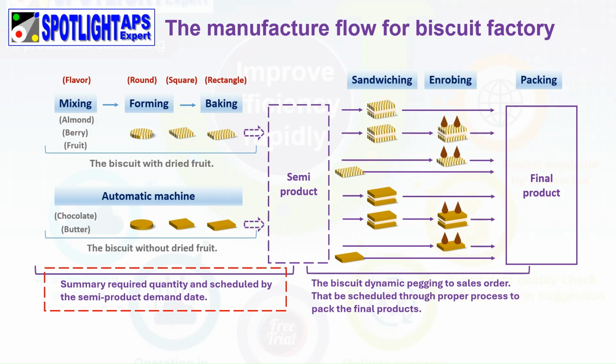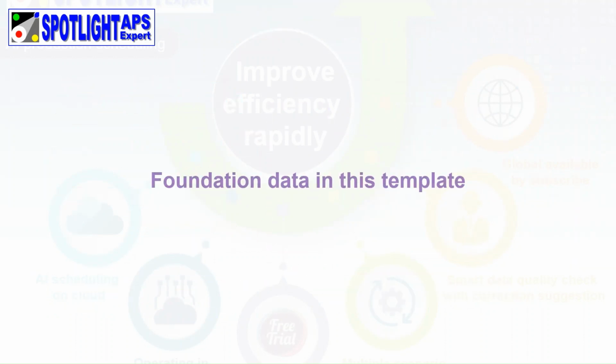That will come out with a different production schedule for biscuits, and renew the future process schedule to meet sales orders. Only one click to complete all scheduling jobs. Each sales order will get a trustable scheduled completion date. Let's review the foundation data in this template.